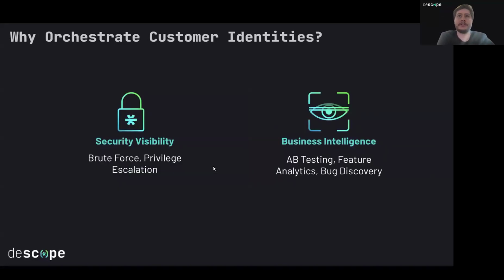Okay, so the main question is why do we need to orchestrate our data, our customer identity? Sometimes for security visibility, if you want to detect things like brute force or privilege escalation, for your security team to have the visibility so you can stream that data from Descope. Another thing is business intelligence. If you want to A/B test your app, to do feature analytics, to see how many people use a specific feature inside your application. And finally, to discover bugs before your customer does.